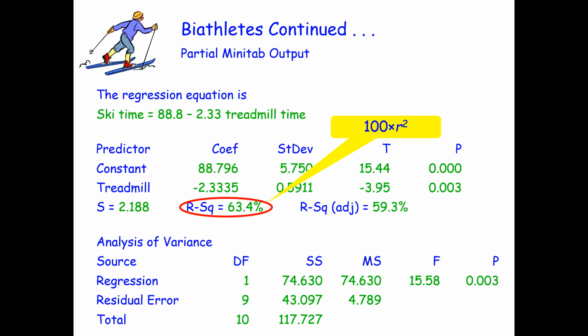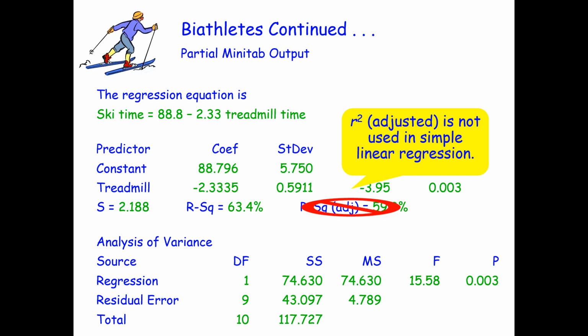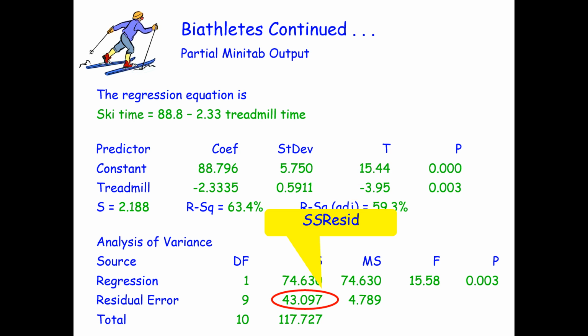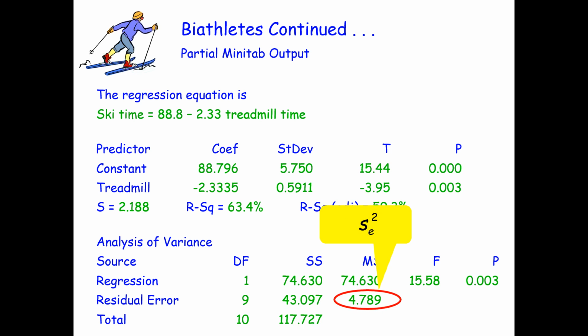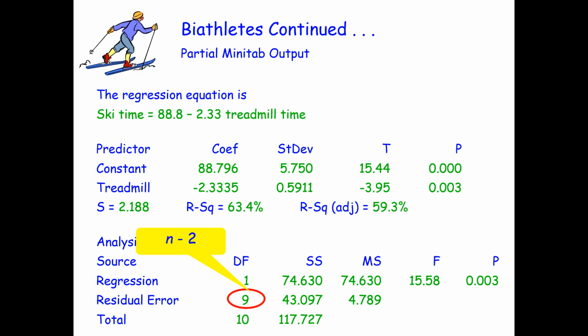It's what gives us that percent, right? The r squared adjusted is not used in simple linear regression, so we can kind of ignore that value. This value right here is our SS residual, and this value right here is our SS total. This value here is our s sub e squared, and this value right here is our degrees of freedom, so we have our n minus 2 there.